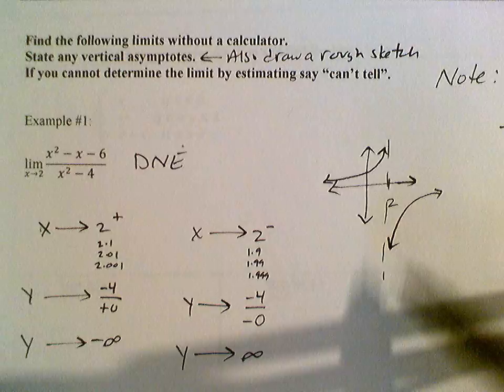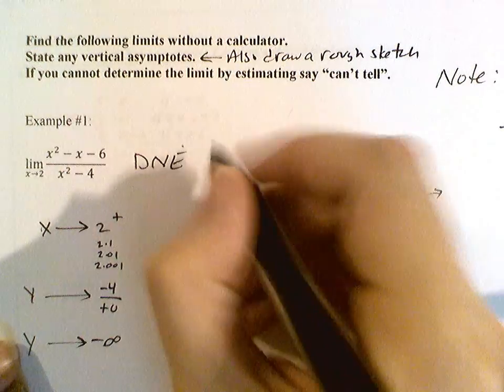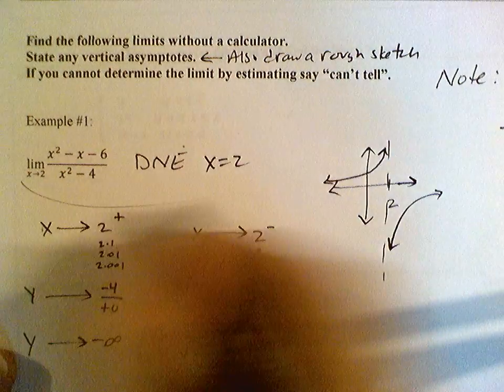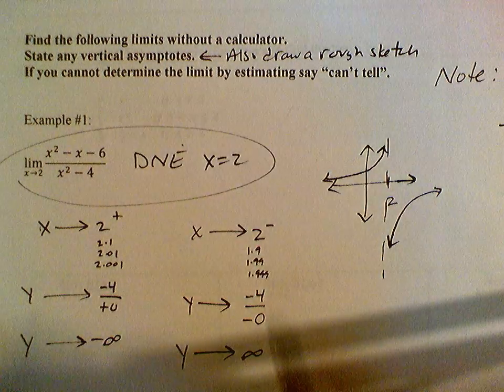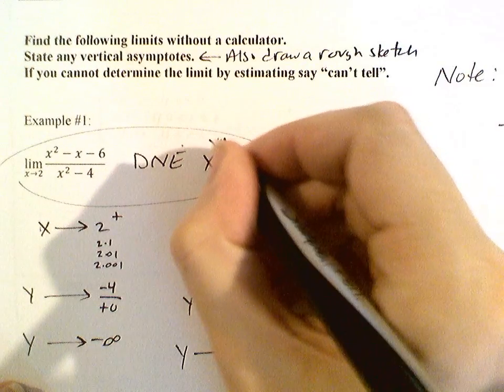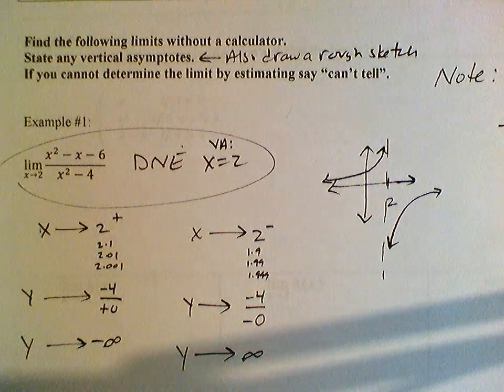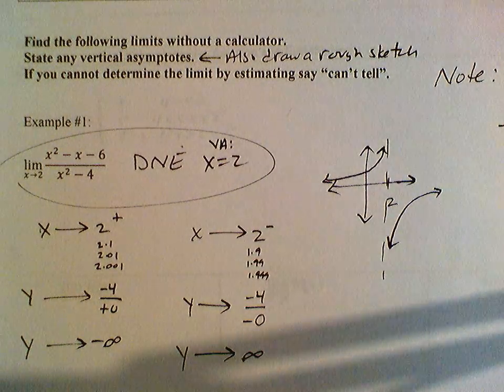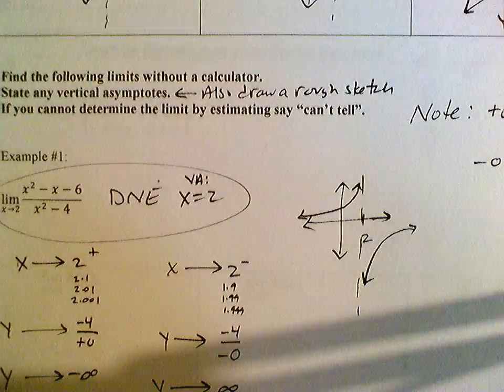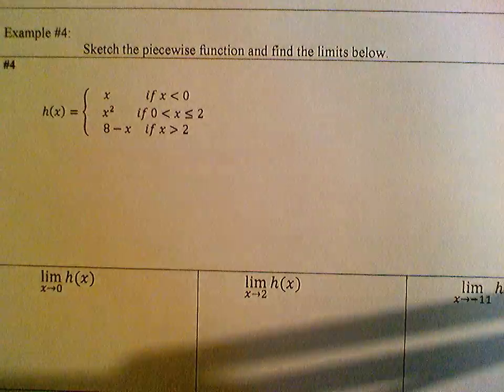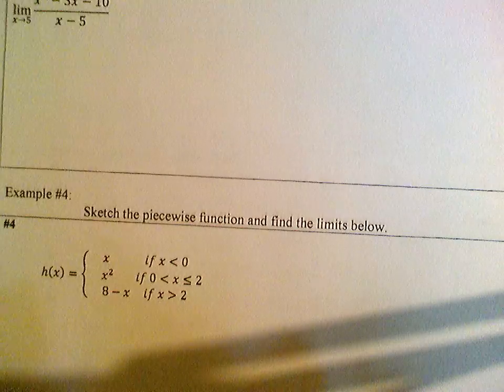And this asymptote, the equation of it is x equals 2. A vertical asymptote's equation will always be a vertical line. So I should say VA for vertical asymptote, colon, x equals 2. Okay, so we're going to flip to the back, guys. We've got 2 more examples. And I'll try to go a little bit faster.